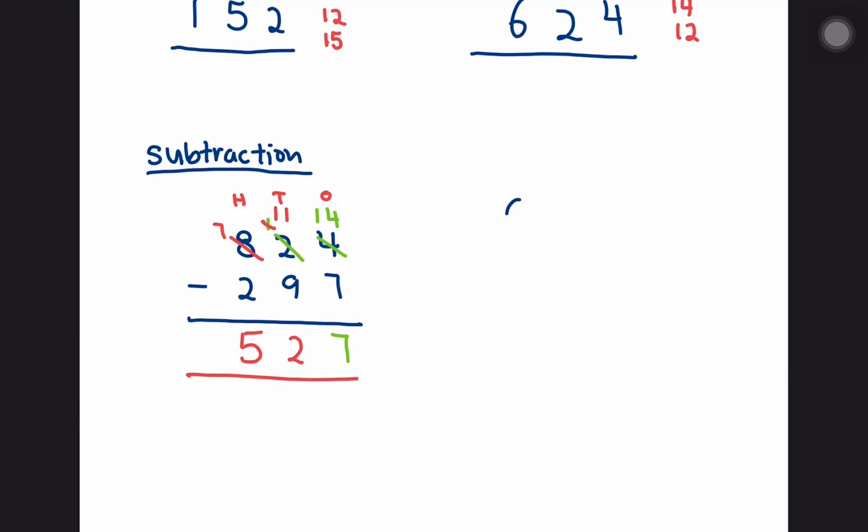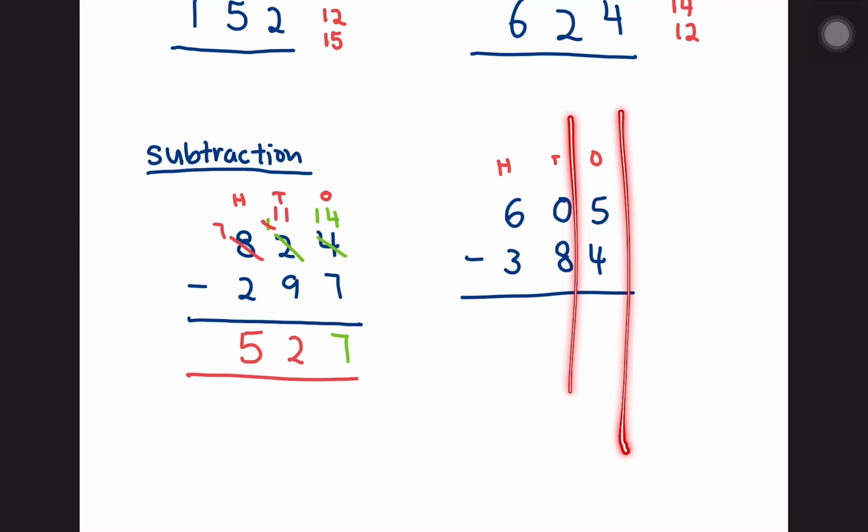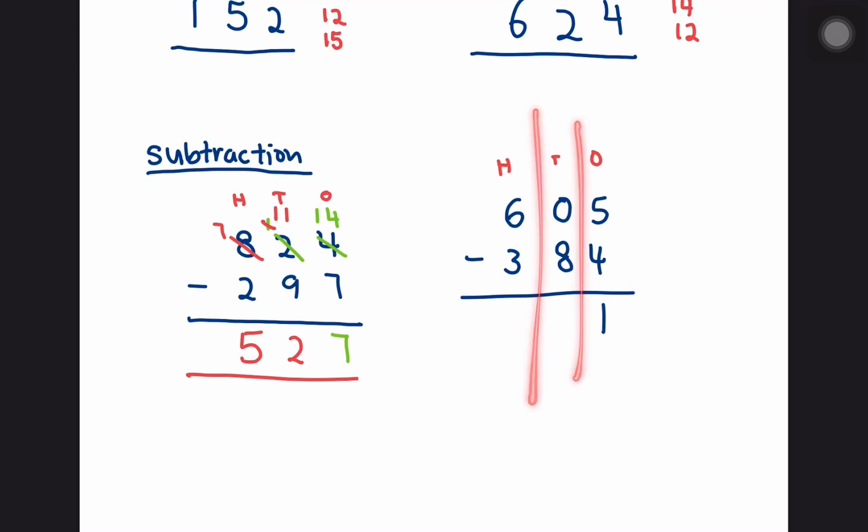Let's try another example. 605 minus 384. Okay, so we'll write our OTH, ones, tens, hundreds. Step 1, subtract the ones place. Can 5 minus 4, big number can minus small number? Yes, so I'll be left with 1. Next step, subtract your tens place. Can a small number 0 minus 8? No, so we should regroup from our next door neighbor, the hundreds place.